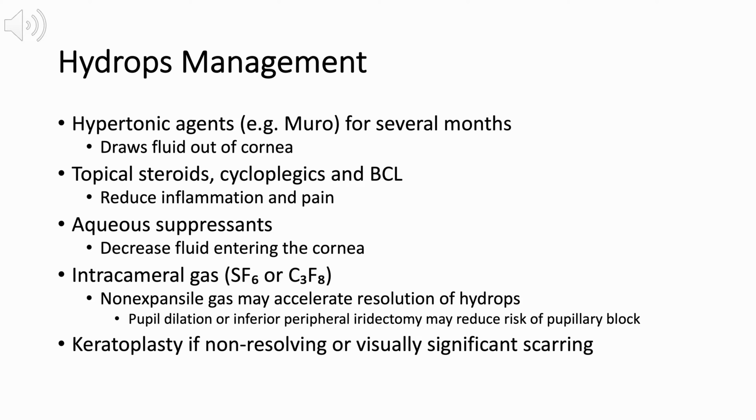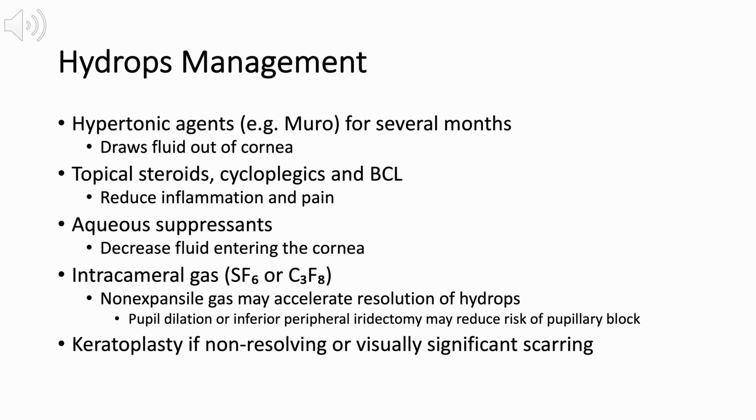acute episode. Aqueous suppressants are sometimes added to decrease the amount of fluid entering the cornea by reducing aqueous production, which helps minimize swelling. Another more interventional approach is the use of intracameral gas, such as sulfur hexafluoride, SF6, or perfluoropropane, C3F8. A non-expansile gas bubble acts as a temporary barrier to reduce fluid ingress and can accelerate the resolution of hydrops. However, we must be cautious of pupillary block. Measures like pupil dilation or performing an inferior peripheral iridectomy may be needed to prevent this complication.